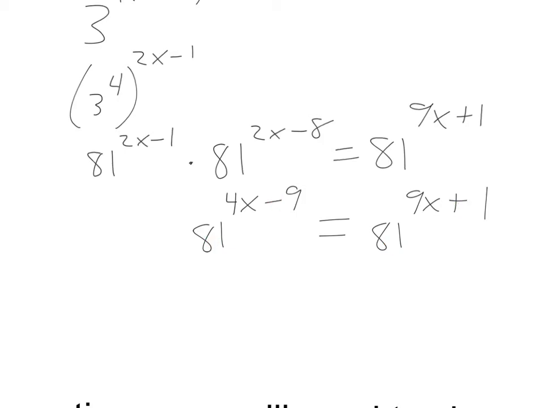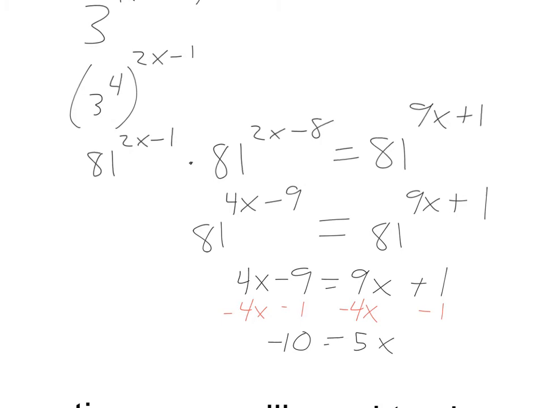At this point now, we do have two sides of the equation with the same base. Therefore, the exponents are equal. And so we could say 4x minus 9 equals 9x plus 1. And we can solve from here: subtract 4x, subtract 4x, subtract 1, subtract 1. And I get negative 10 equals 5x. And divide by 5, x equals negative 2.